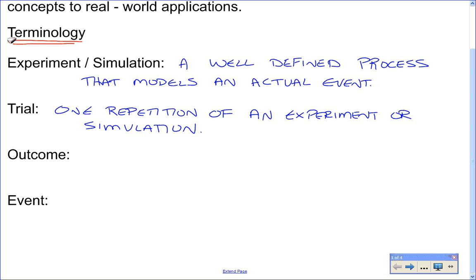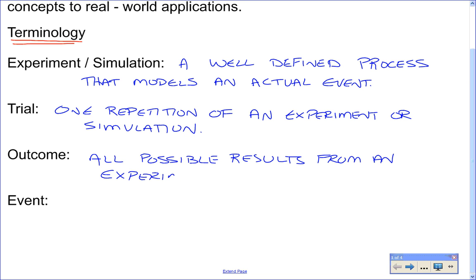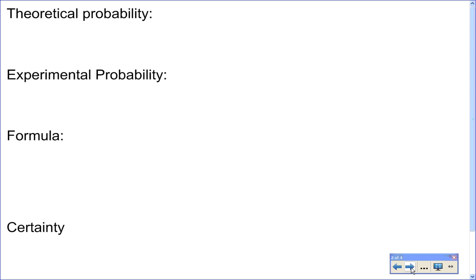And our outcome is all possible results of an experiment. And finally, event, and that's a subset of our outcomes. So that's one particular case of our outcome. So we're looking at a specific outcome, and that's what we would call an event. And the list continues here on the next page.